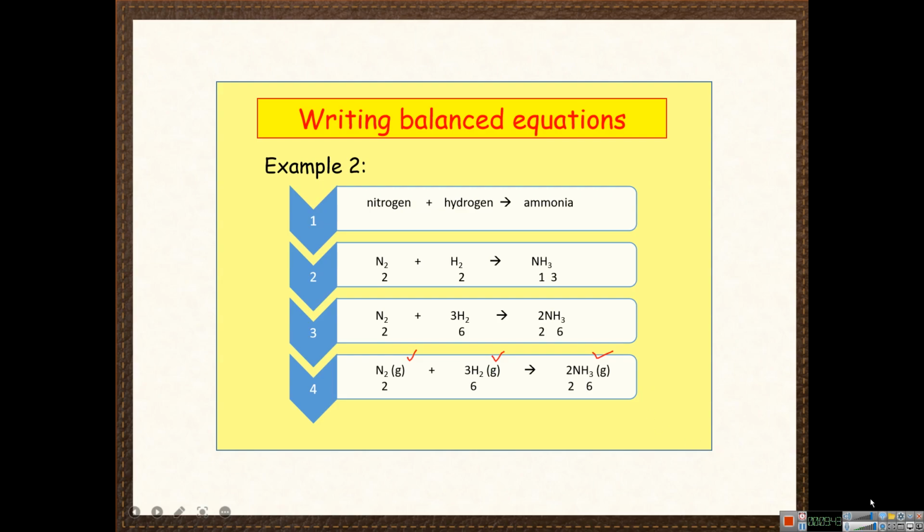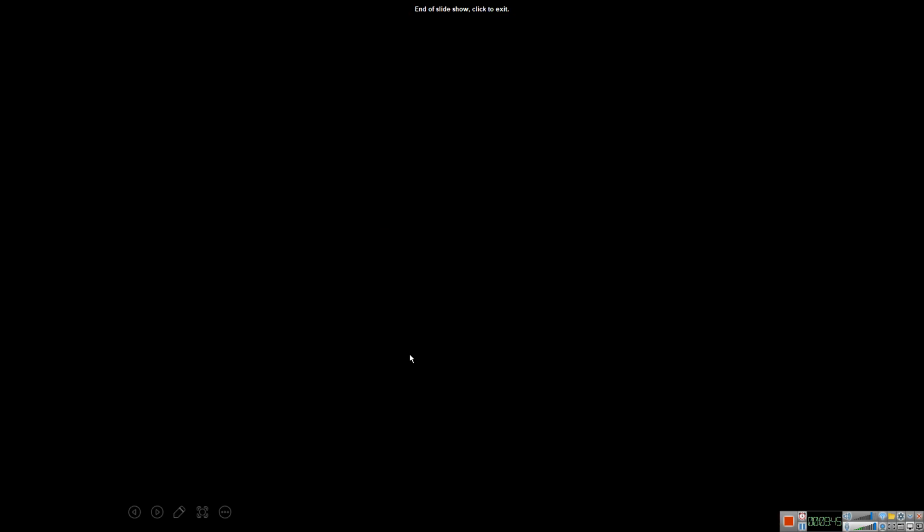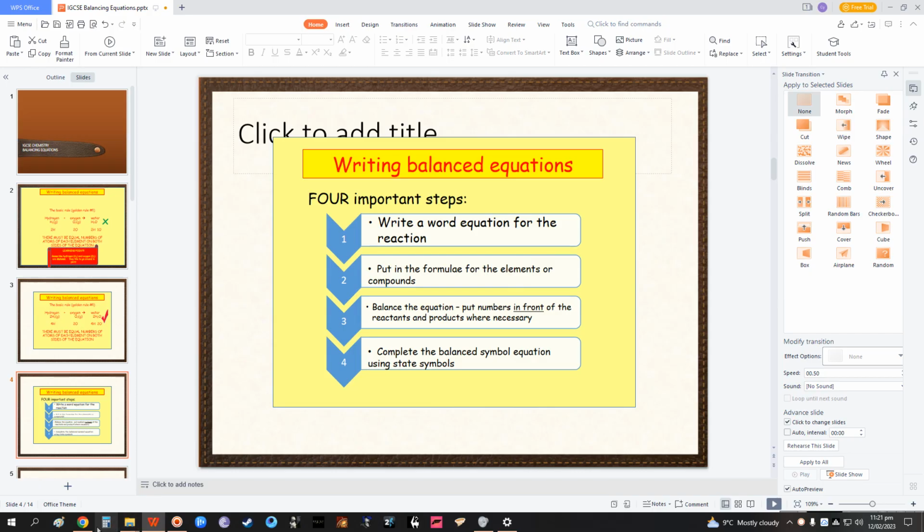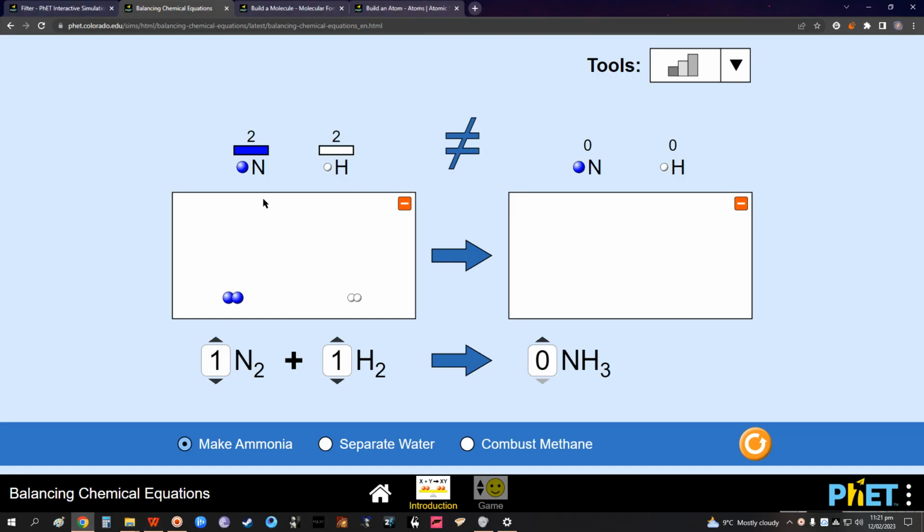Let's get back to our PhET simulations and see what we're going to do with it, right? So here we are. Let's play this game in which we're supposed to be balancing equations, right? This is ammonia, the last reaction that we started off.